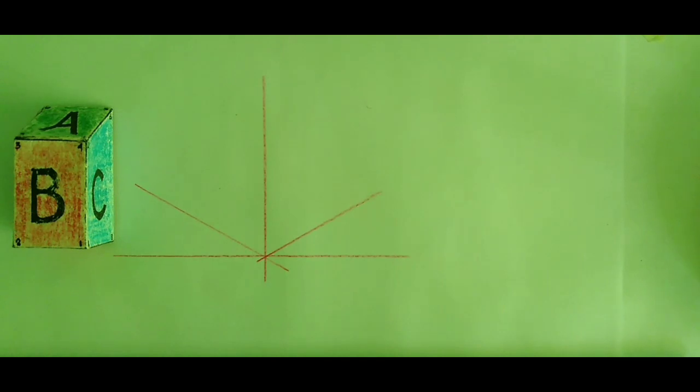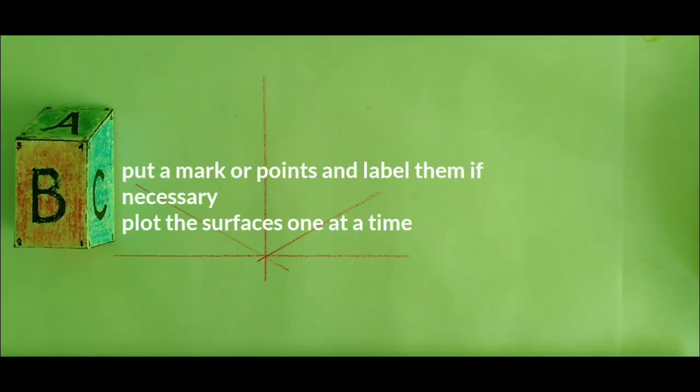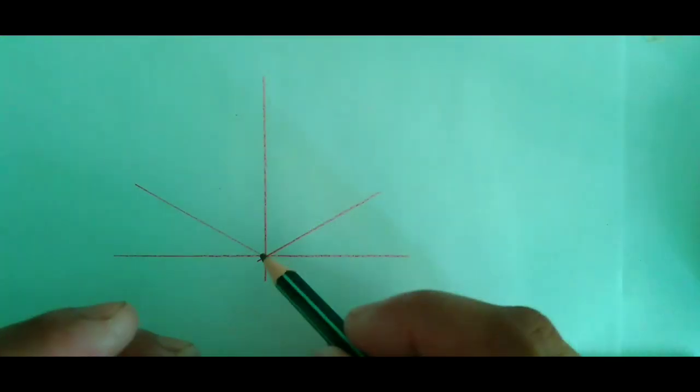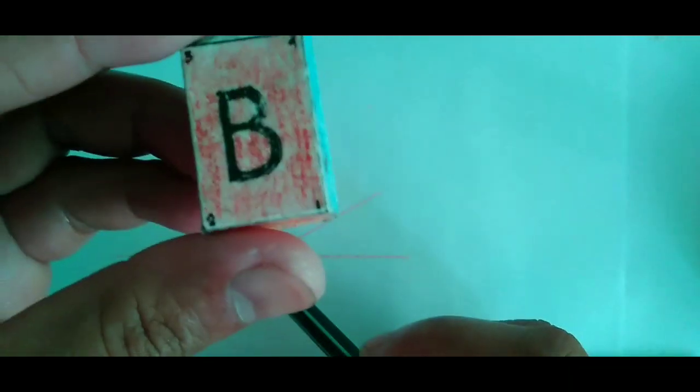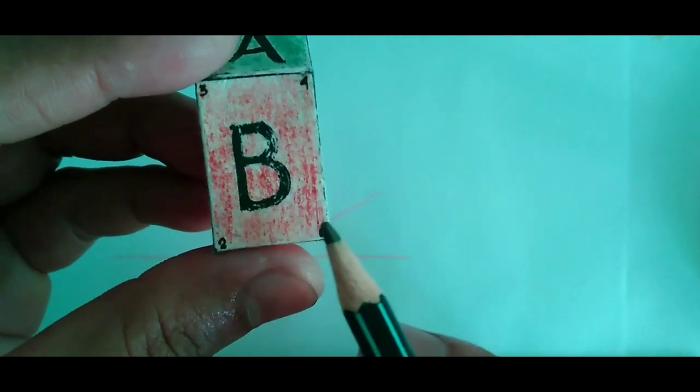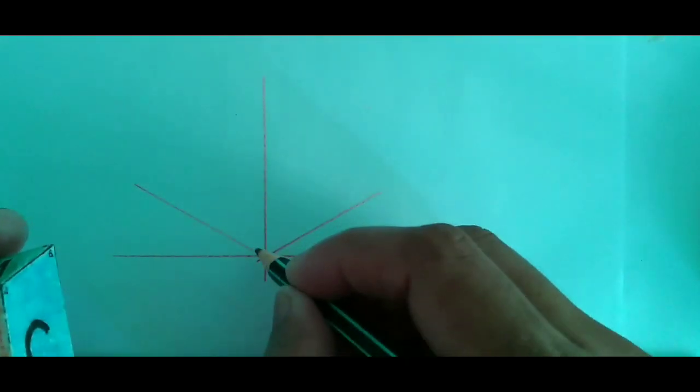Step 2. Lay out the measurements of the object. Put a mark or point and label them if necessary. Plot the surfaces one at a time. This intersection, we can plot it as point 1.